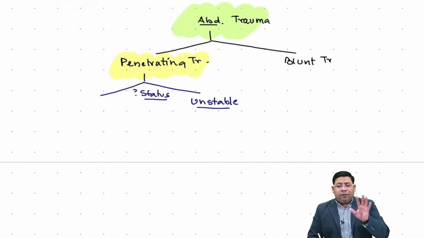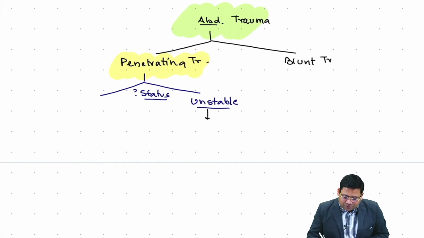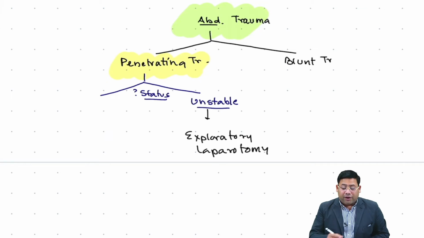Why? Because this is a penetrating injury and the patient is unstable, you cannot wait for any diagnostic test to give you a result and then decide. What surgery you will do, you don't know. So you are going to explore the abdomen, and opening of the abdomen is a stomy. The Greek or Latin word for abdomen is laparo, and that is why, students, this is known as exploratory laparotomy. So this is the concept of exploratory laparotomy, and it's very important.